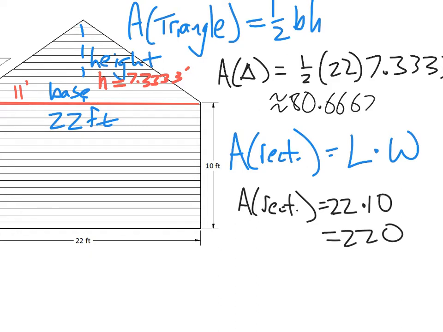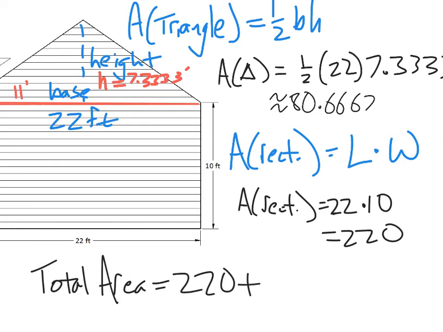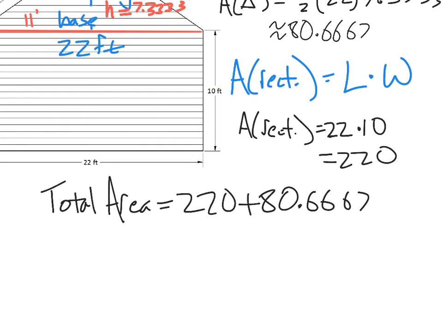All right, great. Now we need the total area. Total area, we got to add those up. And so we have 220 plus 80.66. Now this was pretty nice. We didn't really need a calculator for that because 220 plus 80 is 300, right? So 300.66. And that is feet. Don't forget your units.